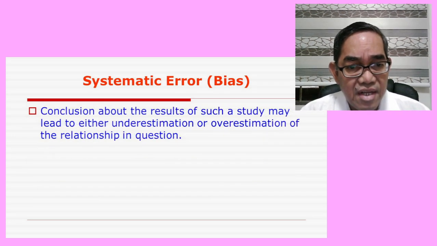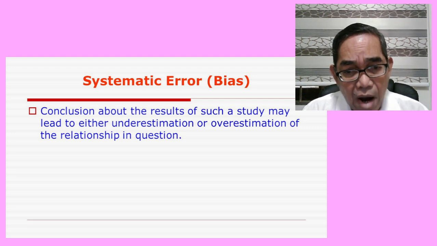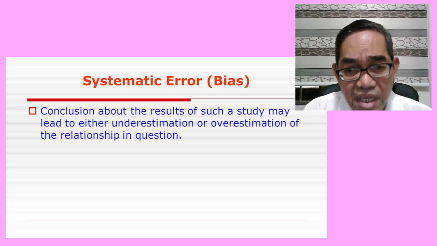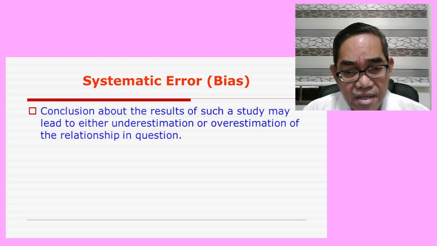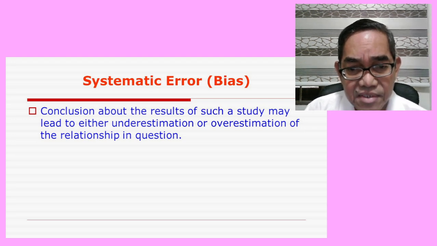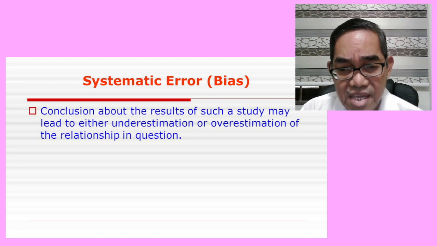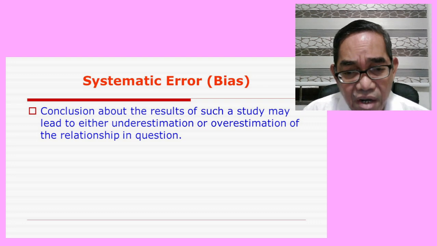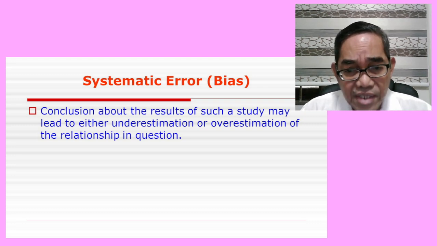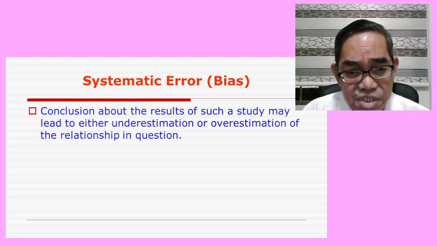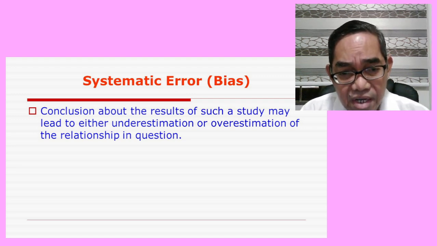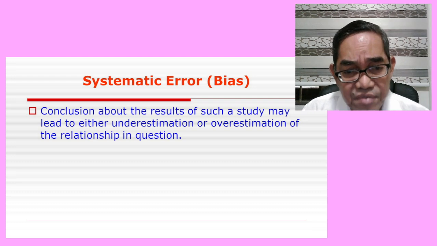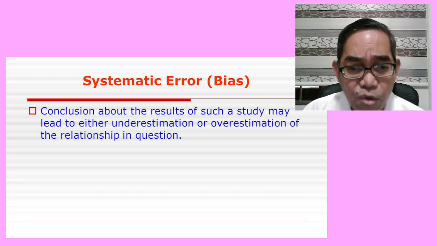Now, conclusions about the results of such a study, when there is bias in our study, may lead to either underestimation or overestimation of the relationship in question.